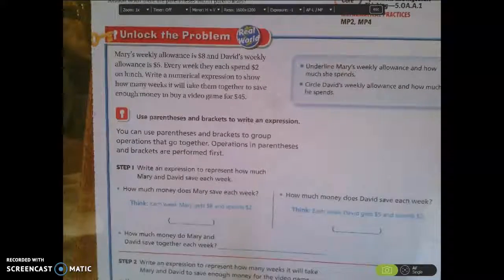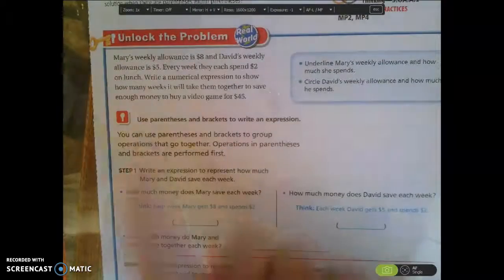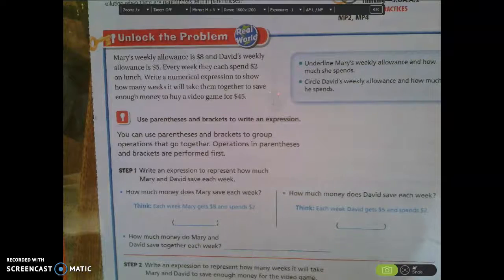So let's go ahead and look at this problem. It says, Mary's weekly allowance is $8 and David's weekly allowance is $5. Every week, they each spend $2 on lunch. Write a numerical expression to show how many weeks it will take them together to save enough money to buy a video game for $45. And then it says use parentheses and brackets to write an expression.